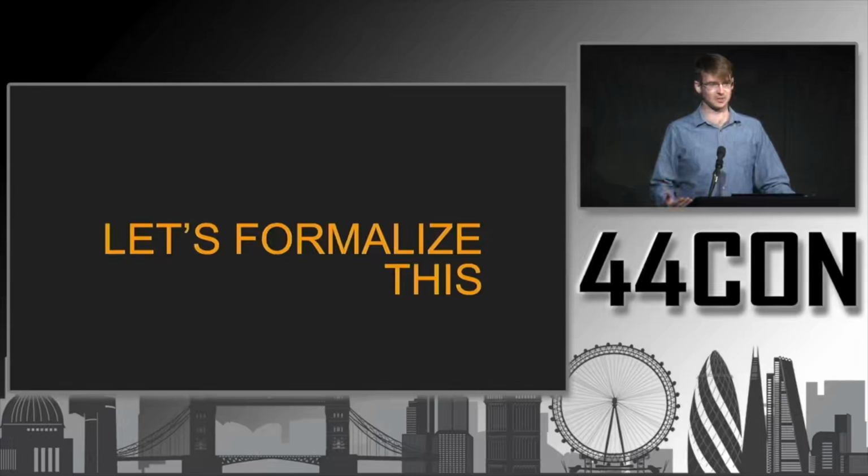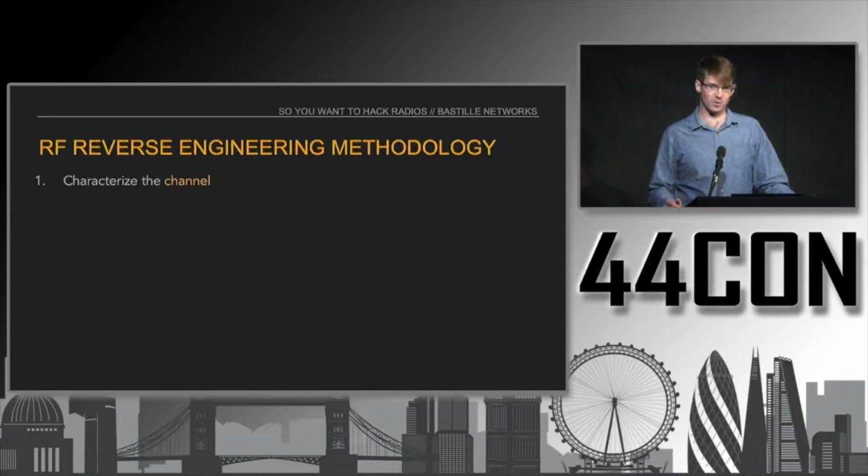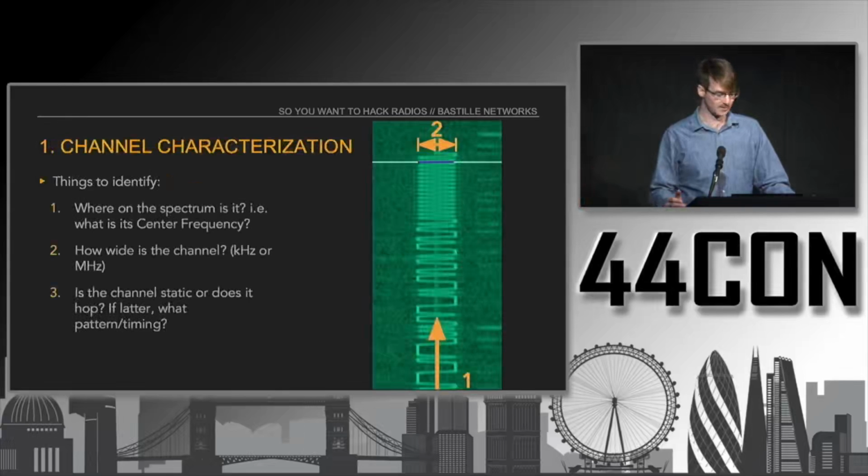So let's formalize this process that we just discussed and put some concrete, reproducible steps behind it. Step one to reverse engineering a wireless protocol is to characterize the channel. There are two key things we're looking to identify. First is where on the spectrum the signal lives, so what is its center frequency? And the second is how wide the channel is. The channel width is the amount of spectrum that the signal traverses. For FSK, the width of the channel is described by the deviation of the protocol, which is the distance in hertz between the two frequencies it alternates between.